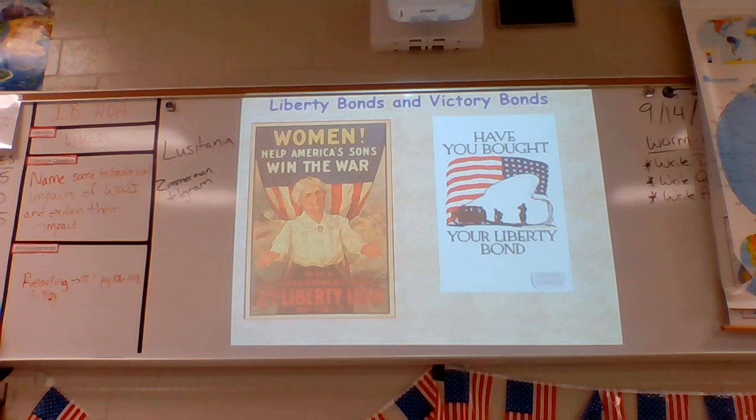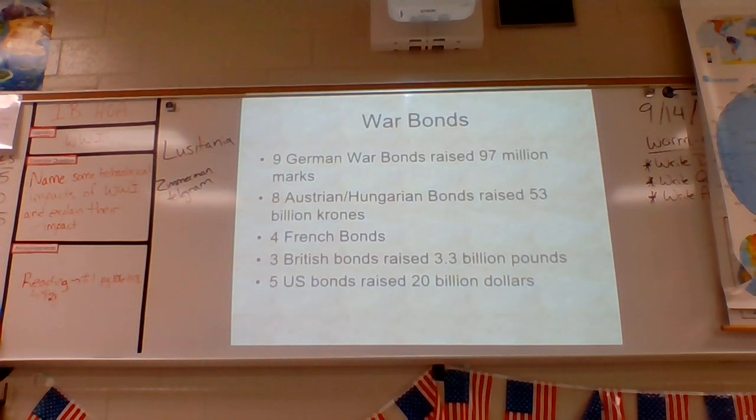Liberty bonds and victory bonds. We're going to look at some statistics here. The Austrian-Hungarian bonds and the U.S. bonds both raised the most. I don't know what the conversion from krones to dollars is, but U.S. bonds raised $20 billion for the war effort. So this was a huge impact on the war budget.